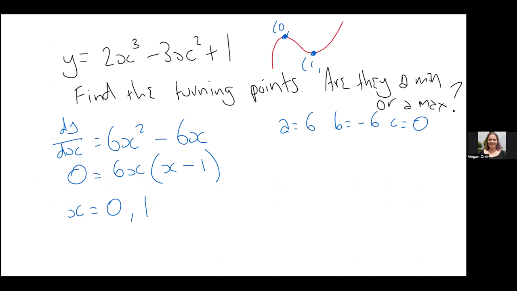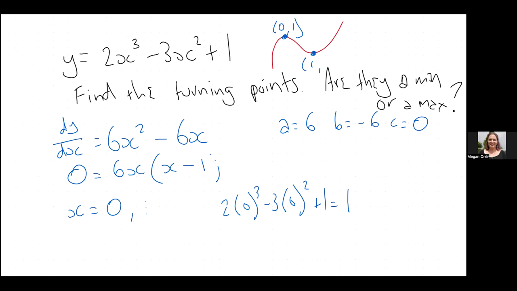So how am I going to get the y coordinate? Put it back into the original equation, not the derived one, because you'll just get 0. We're going to put it into the original. So 2 times 0 cubed minus 3 times 0 squared plus 1 is 1. So that means this coordinate is 1. When x is 0, y is 1.